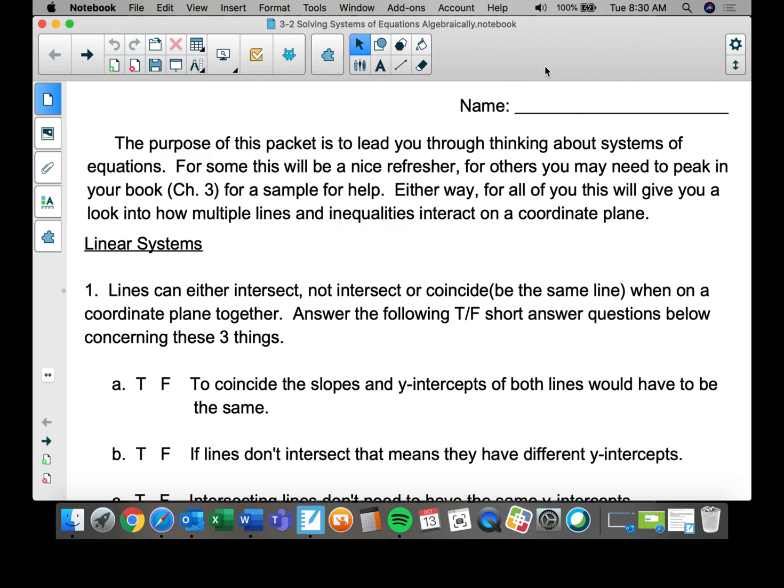There's only a couple of things we're going to do on this one. And we are going to be looking at solving a system of linear equations. So we're going from lines to now a system of lines, meaning more than one line at a time.